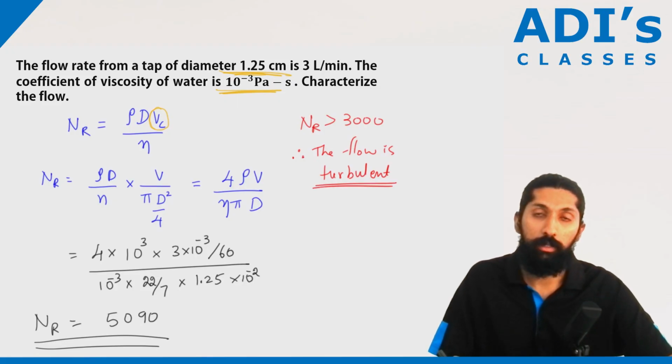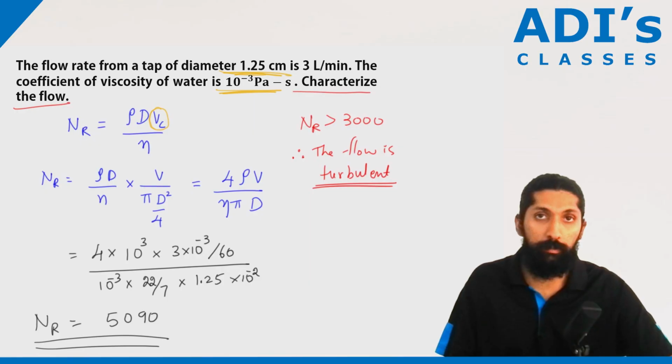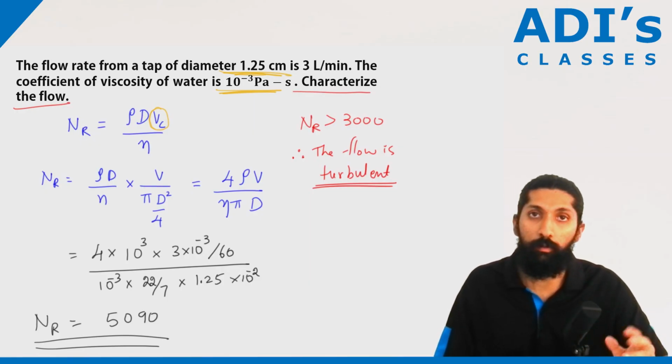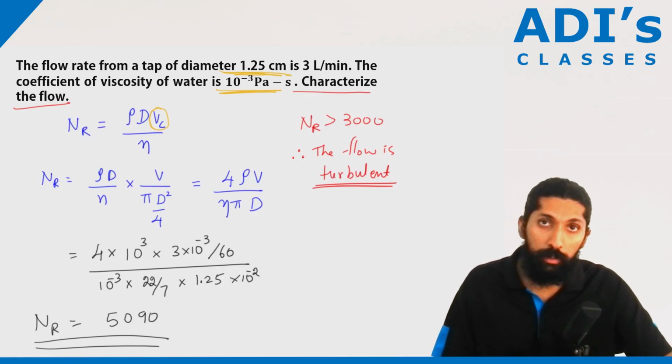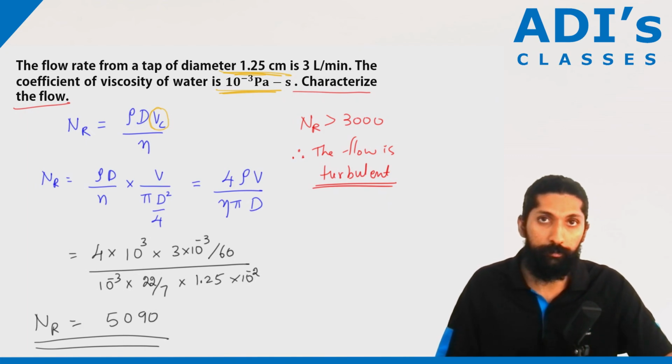The flow is turbulent. So when they say characterize the flow, you can write the answer by calculating Reynolds number and say whatever is the answer. For this particular question, the answer is the flow is a turbulent flow. Clear? This is the answer for the given question.